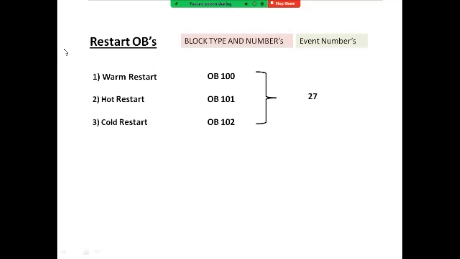The other restarts, like hot restart or cold restart, you can perform manually in the 300. Whereas in the 400 system, you can use any one of these blocks, any one of 100, 101, or 102, and the remaining you can perform manually. Means in the 400 system, any one of these blocks you can download, but in the 300, only one block, that is OB number 100, you can download. So the remaining restarts you can do manually. These are the different restart OBs we are having in Siemens.